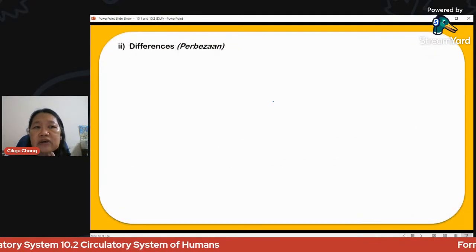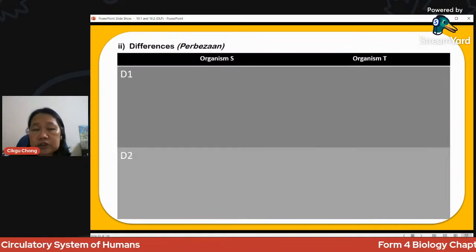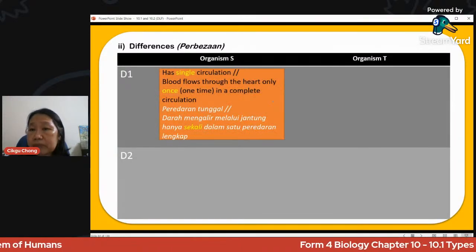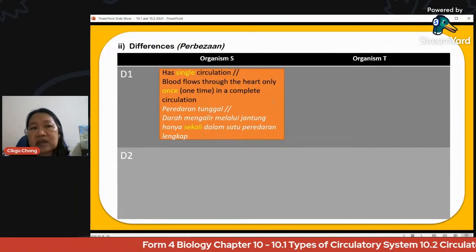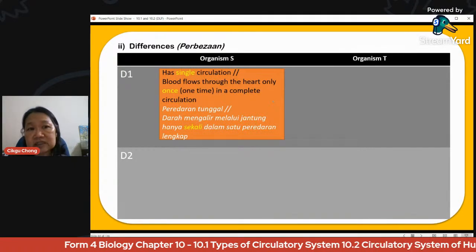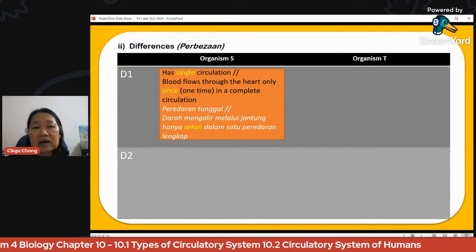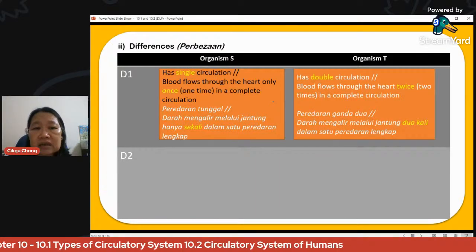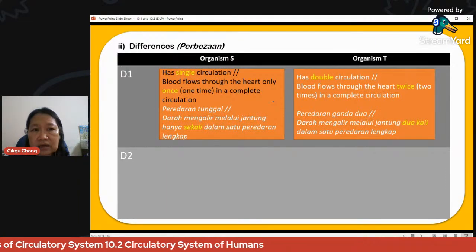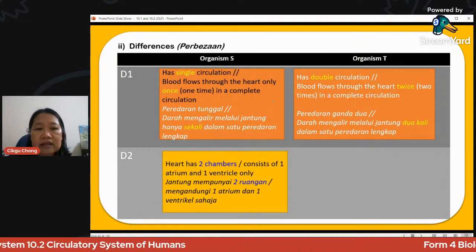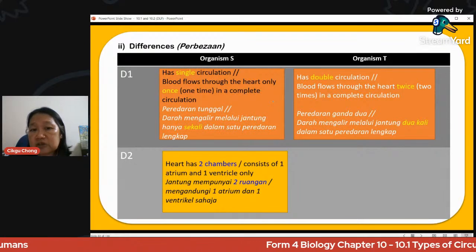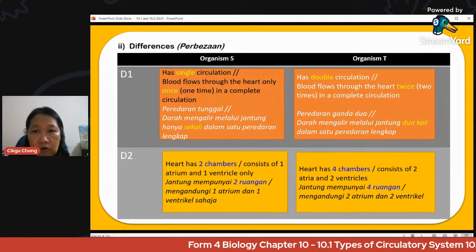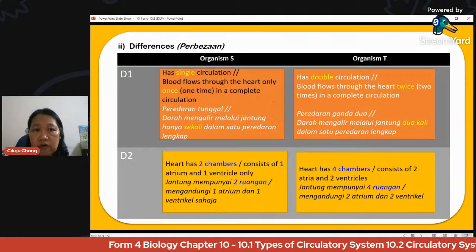Then you have differences. There will usually be more. See how many marks? 6 marks here, so 2 for similarity and 4 for differences. Talk about the circulation: one is single, one is double. Then the number of chambers of the heart. Fish has got 2, and the human heart has got 4.